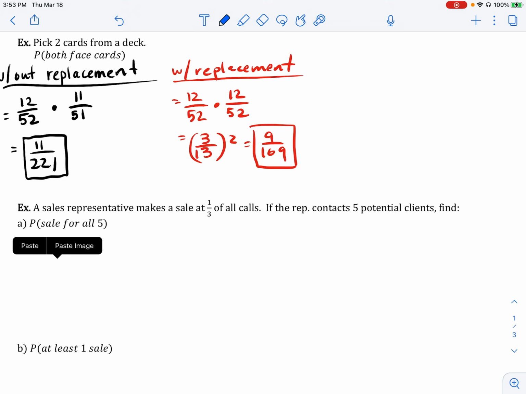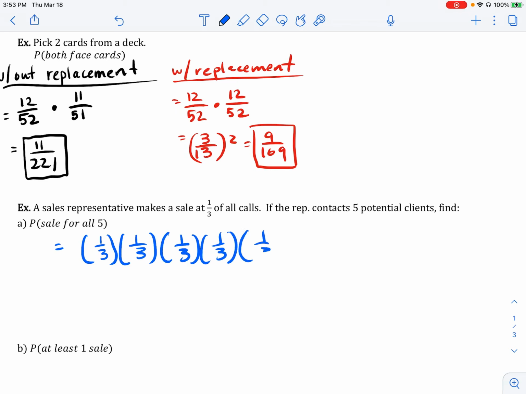Let's ignore the psychological effect of maybe not making a sale and how that might affect you on the next one, and just treat each situation on its own. In that case, the probability that they make a sale on the first phone call is 1/3. What about the next phone call? What is their probability that they'll make a sale? It's still 1/3, right? That's going to be the sales probability for each call. And this is going to keep on going for the third call, the fourth call, and the fifth call. This comes out to (1/3) to the fifth power, which simplifies nicely to 1 over 243.